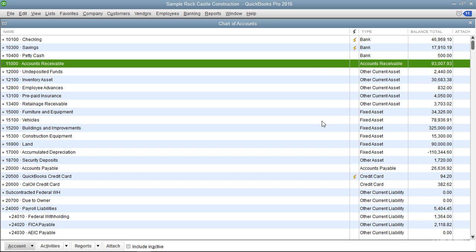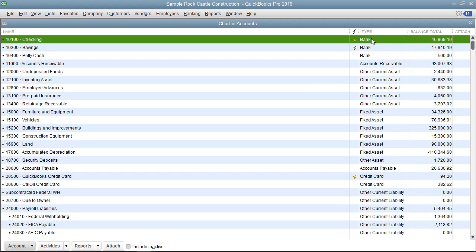Also note that when you set up your company file in QuickBooks, although checking, savings, and petty cash are all company assets, you'll set them up as bank-type accounts in QuickBooks. The available types of accounts that are assets are bank, accounts receivable, fixed asset, other current asset, and other asset.